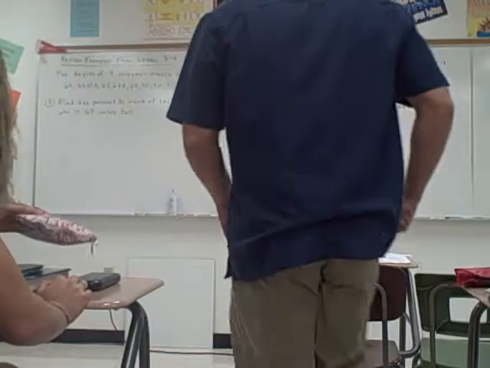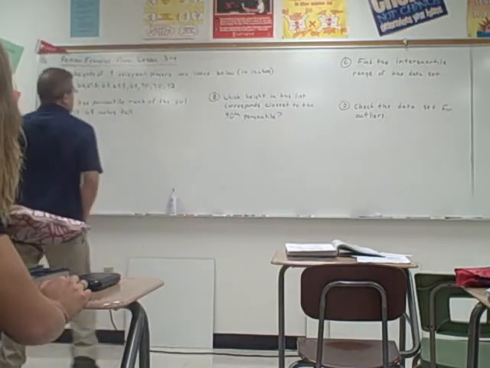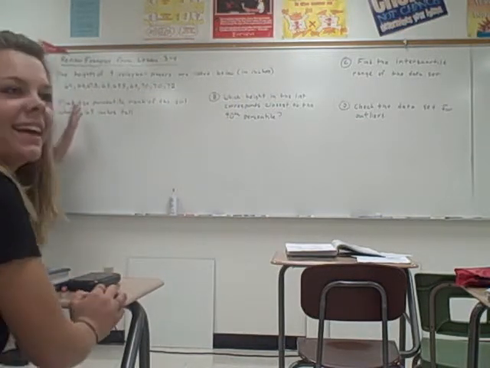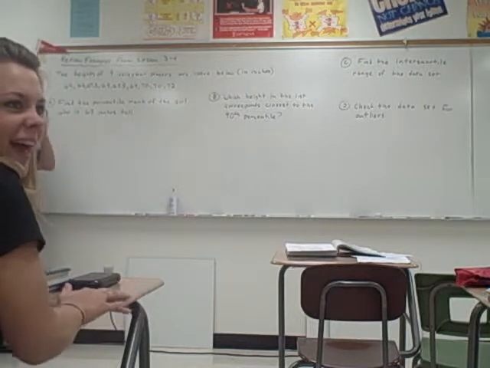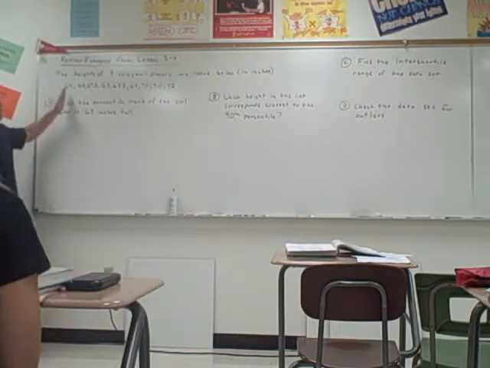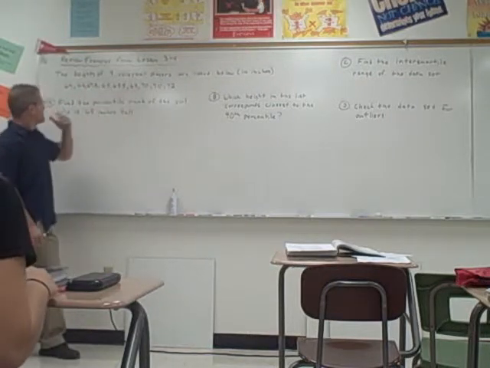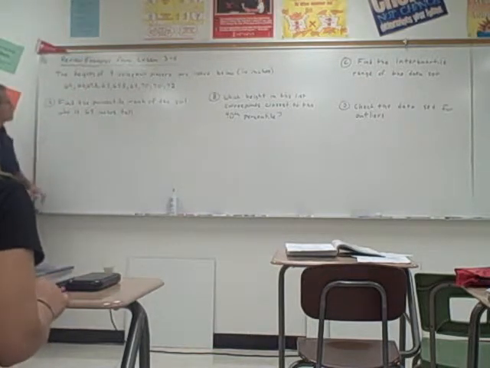The heights of 9 volleyball players are listed below in inches. Now, one thing that's key is you've got to put them in order. If you're given the heights of 9 volleyball players, you have to list them from smallest to largest first: 64, 66, 67 and a half, etc. Find the percentile rank of the girl who's 68 inches.